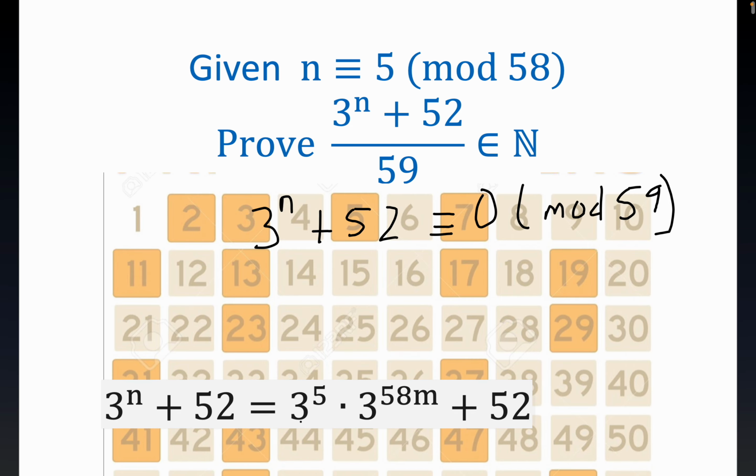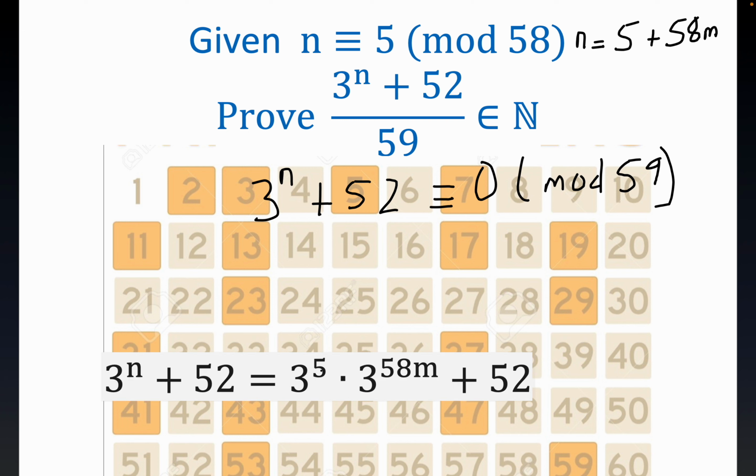Here we have 3 to the n plus 52 equals this. Well, where did this come from? If you recall, any modular arithmetic statement can be replaced with an equality condition. In other words, this modular arithmetic statement is equivalent to n is equal to 5 plus some integer multiple of 58. And that means that m could be 0, m could be any integer at all. So that's exactly where this came from: n is equal to 5 plus a multiple of 58.